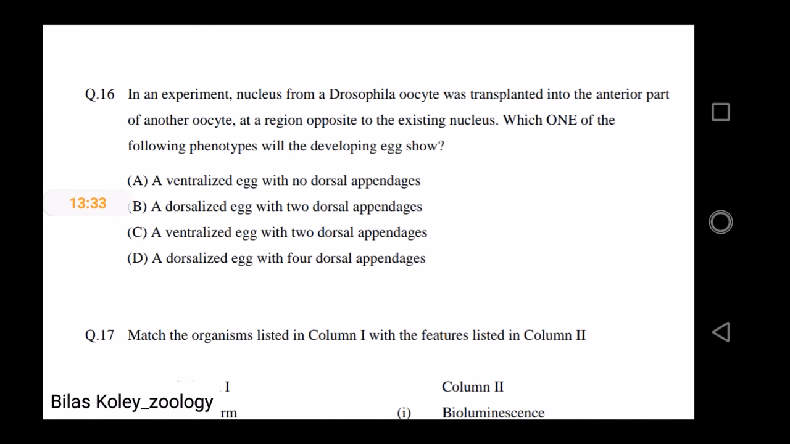And the options are: a ventralized egg with no dorsal appendages, a dorsalized egg with 2 dorsal appendages, a ventralized egg with 2 dorsal appendages, a dorsalized egg with 4 dorsal appendages. In these questions, the correct option will be option D.